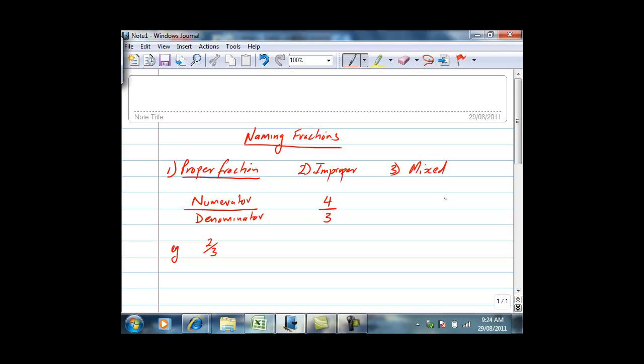In a mixed fraction, we've got a combination of whole numbers and fractions. For example, 2 1/4. So we got a whole number, which is 2, and we got a fraction, which is 1/4. So this becomes a mixed fraction.